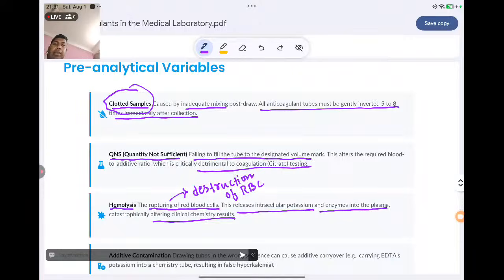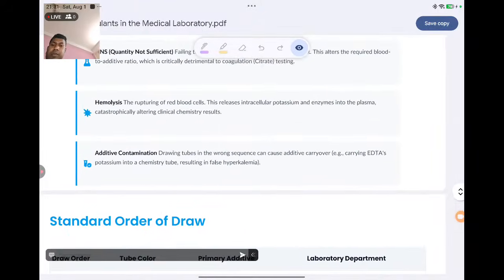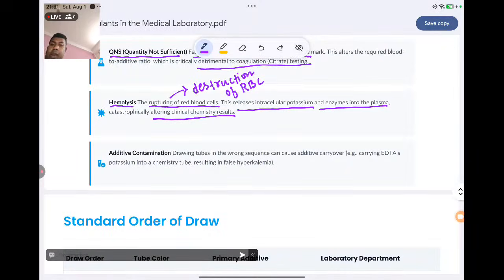And the last one is additive contamination. Now, what is the meaning of contamination? If we contaminate the sample with any bacteria or virus or any pathogenic substances while we are collecting the blood, then it may cause a false result. Okay.